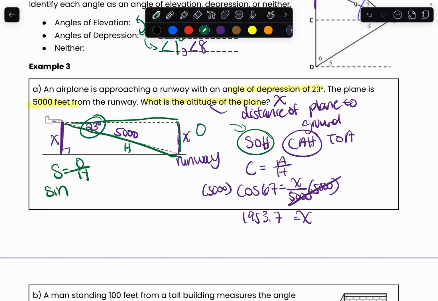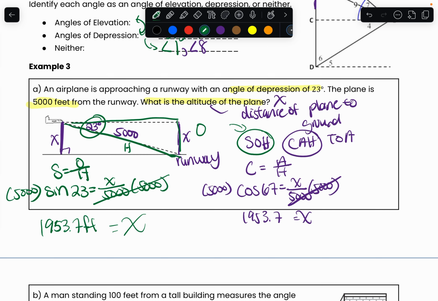Now, once you have this written down, let's set up the question. Write down sine. Next to the sine, I write my reference angle, which is 23, equals opposite over hypotenuse. Opposite is x, hypotenuse is 5,000. In order to cancel out this 5,000, I need to multiply both sides by 5,000, which on the right side cancels out, giving me x. On the other side, it will be the same answer if you put it in the calculator: 1,953.7. There are different ways to approach this question, but as long as it ends up with the same correct answer, it's totally okay.